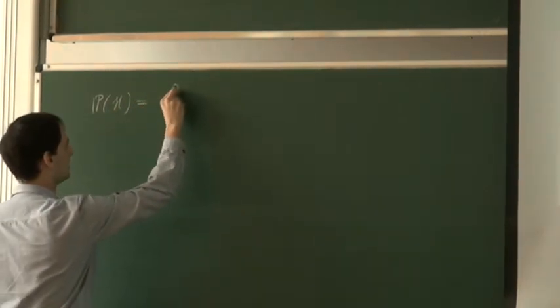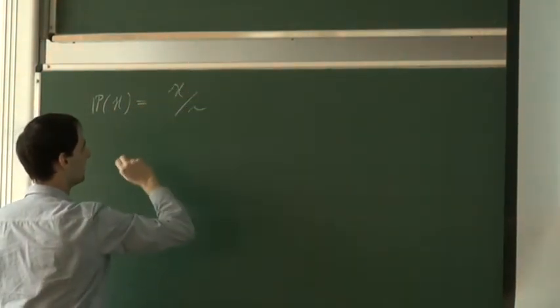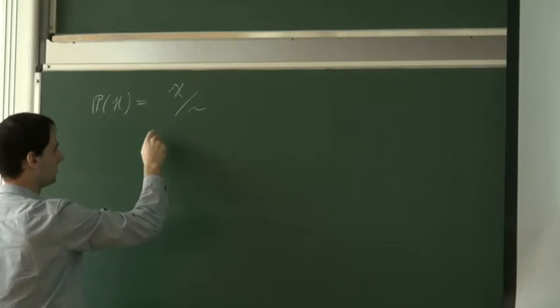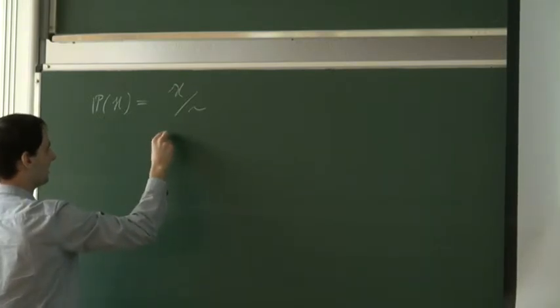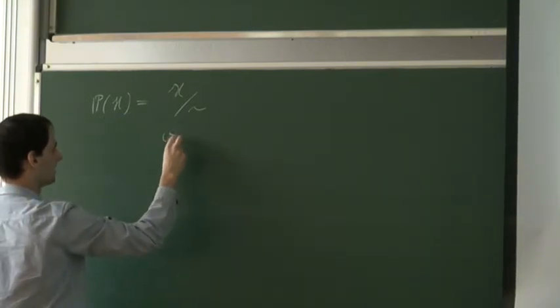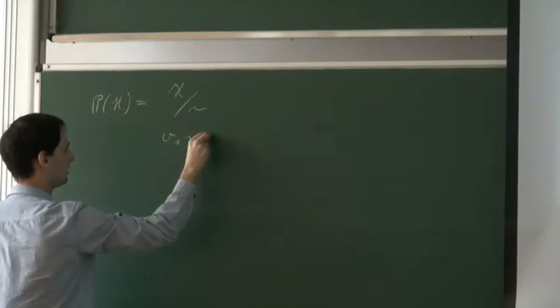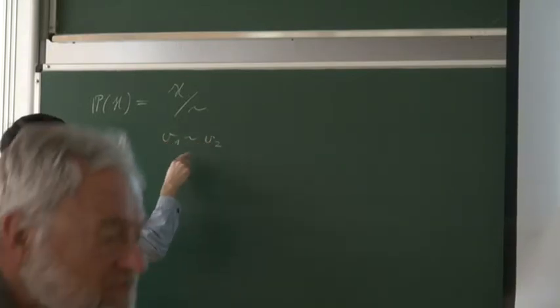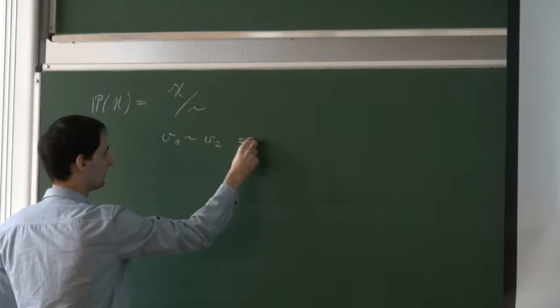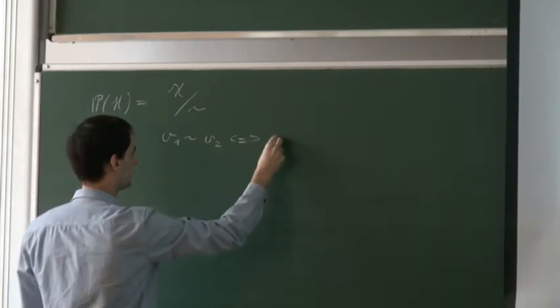So P of H is the Hilbert space where we identify vectors that differ by a multiplicative constant.